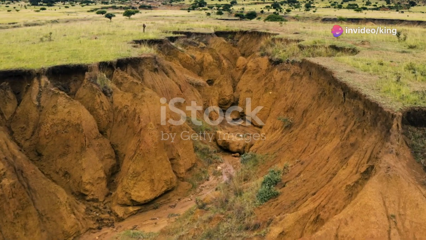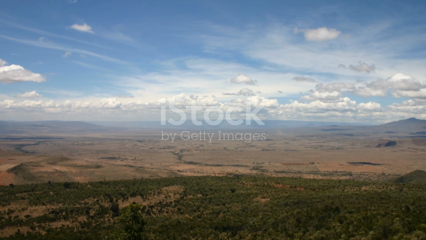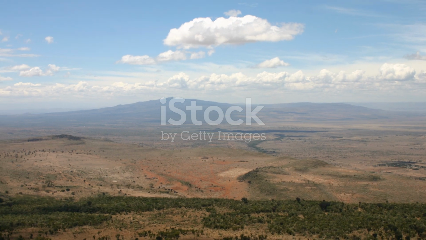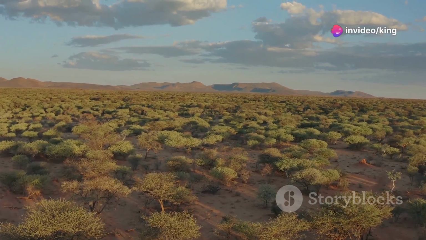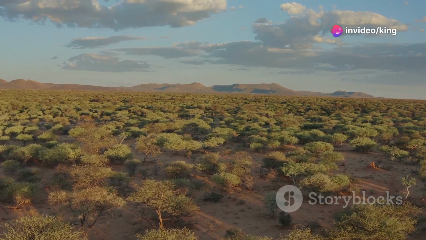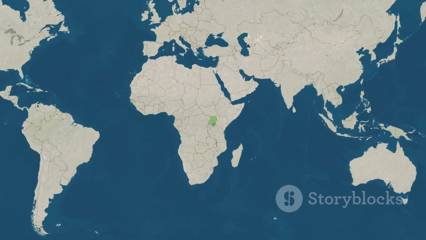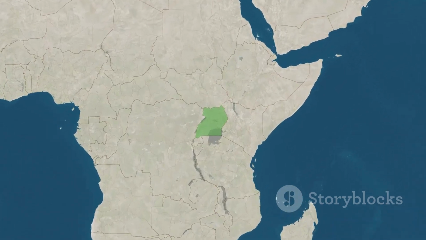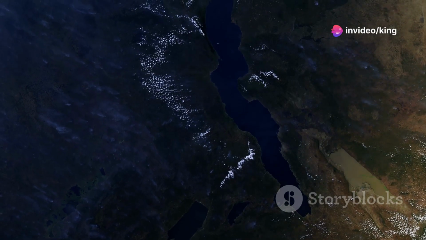The rift system can be divided into two main branches, the Eastern Rift Valley and the Western Rift Valley. The Eastern Rift Valley, also known as the Gregory Rift, runs from the Afar Triangle through Ethiopia and Kenya to northern Tanzania. The Western Rift Valley, or Albertine Rift, runs from Uganda through the Great Lakes region of Africa, including Lakes Albert, Tanganyika, and Malawi.